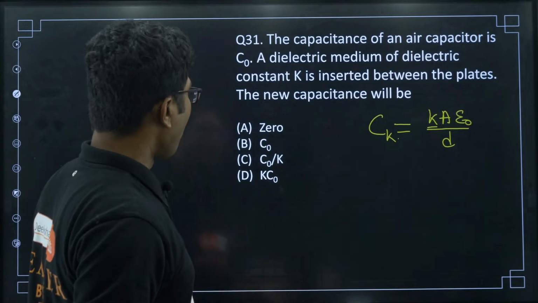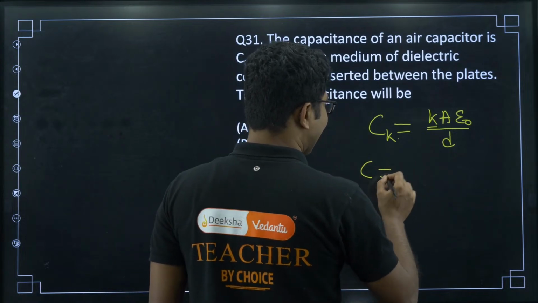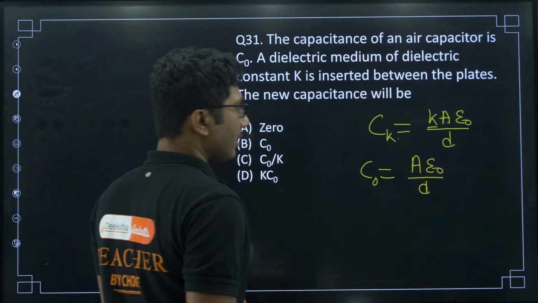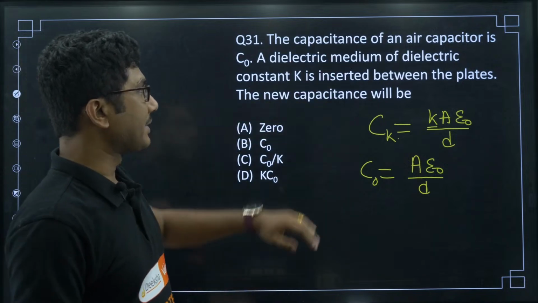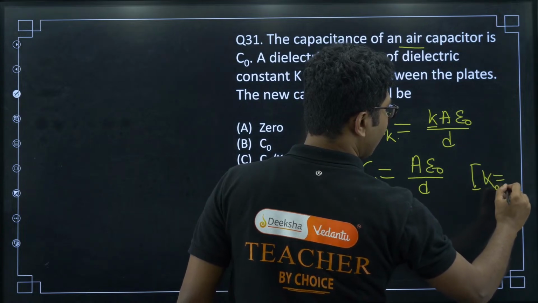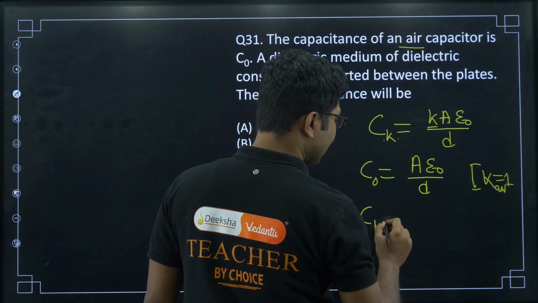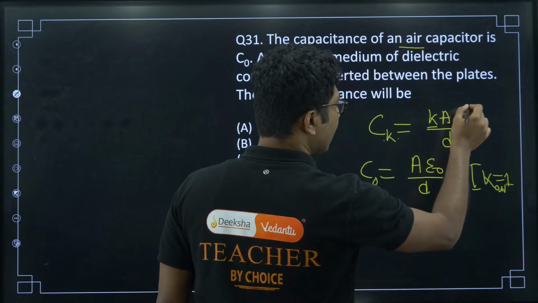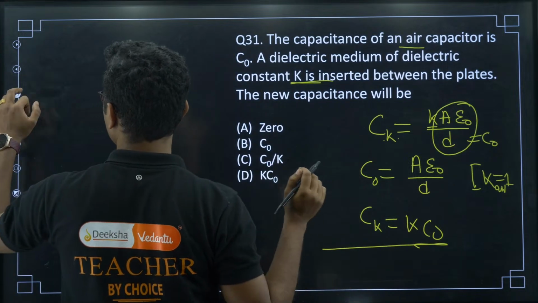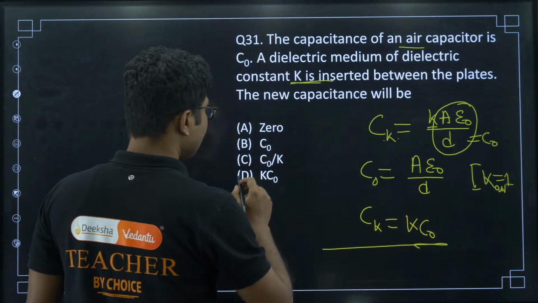Okay. Now, C for air, that is C naught, is given by A epsilon naught by D, right? So, this is C naught when there is an air capacitor, only air is present. For air K is equal to 1. Now, if you add a dielectric of constant K, then that is C k. So, C k is nothing but K into C naught. So, this will be K into C naught, not C naught by K. So, it is K C naught.